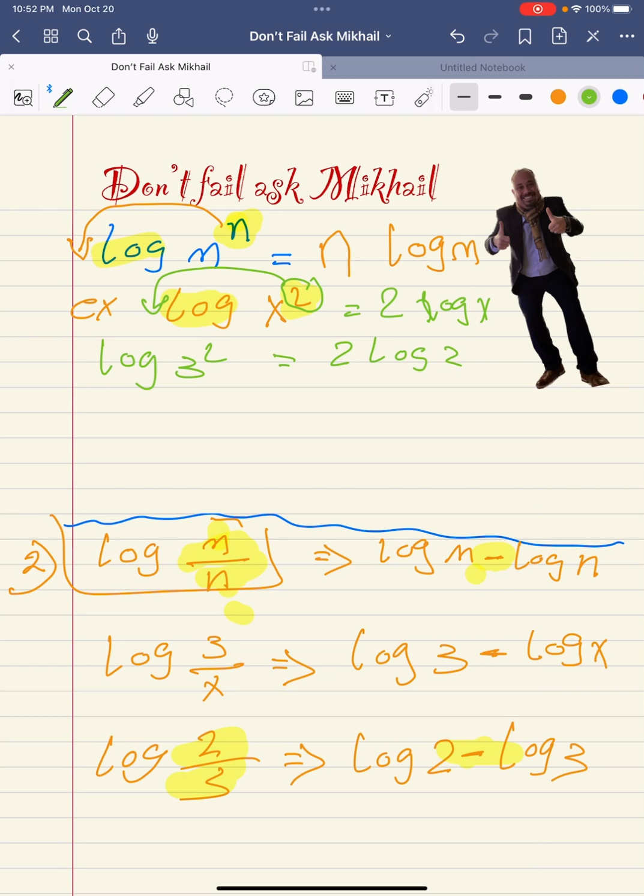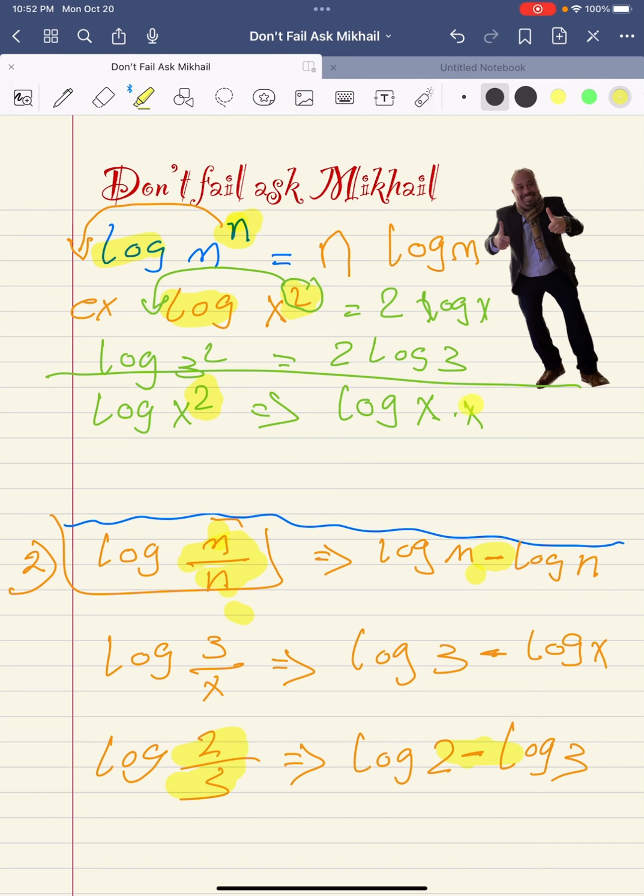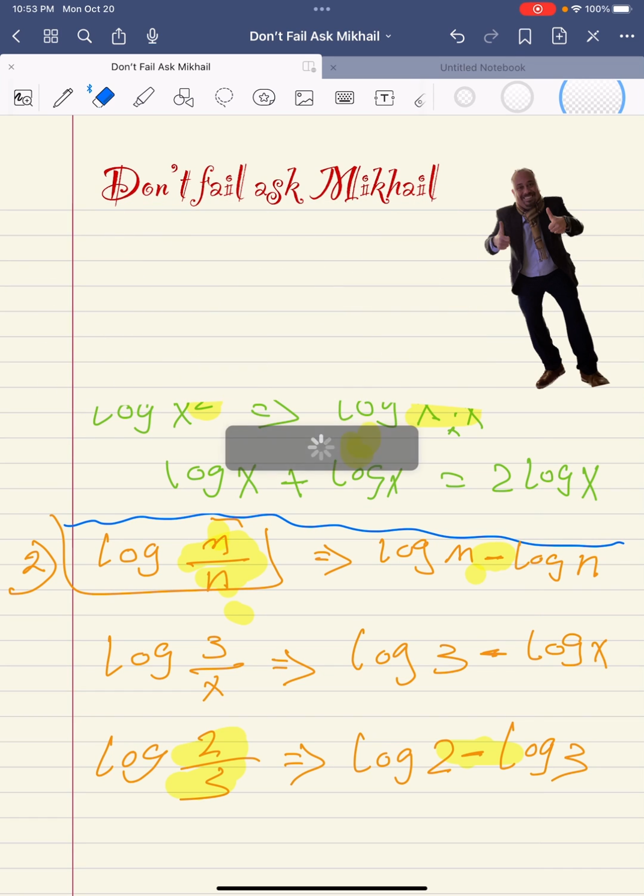That will be 2 log 3. And to prove this one, remember log x squared is the same as log of x times x, because every time you have a square, the square is multiplied by itself. So if I go back to the first rule, that is log x plus the second, which is log x, which is equal to 2 log x. So these are the three most important rules, and we're gonna practice in a second.